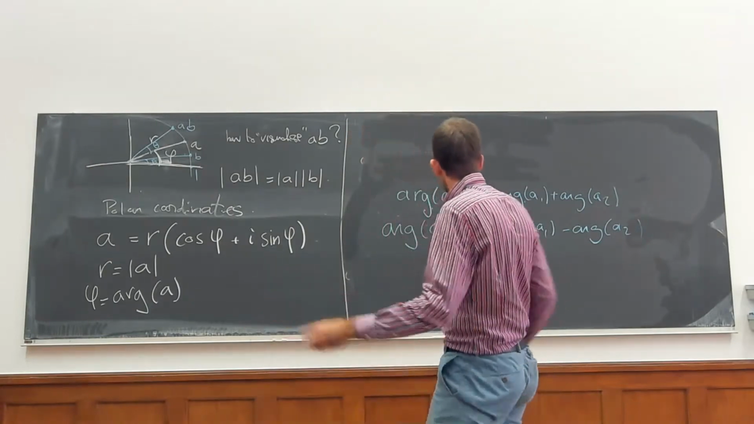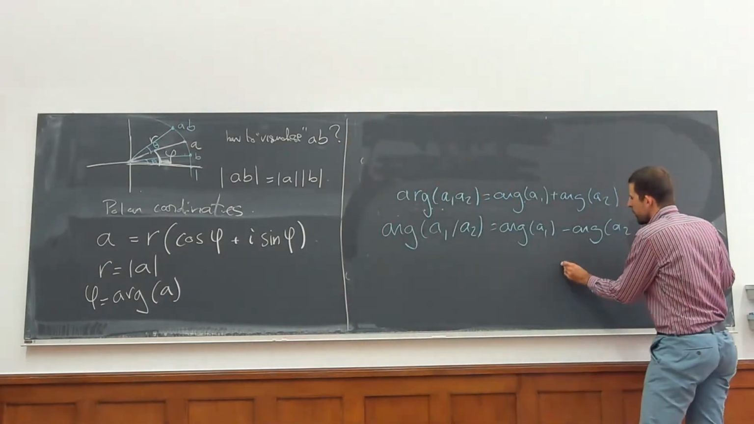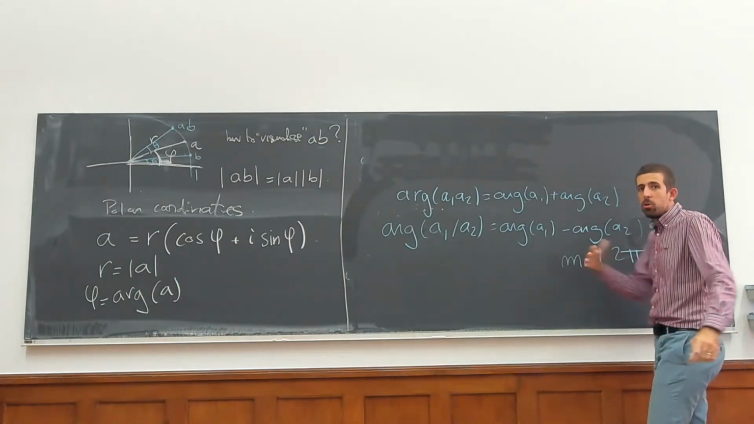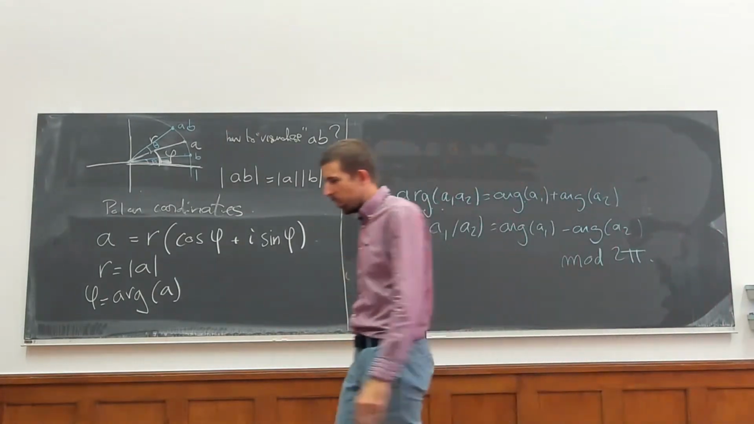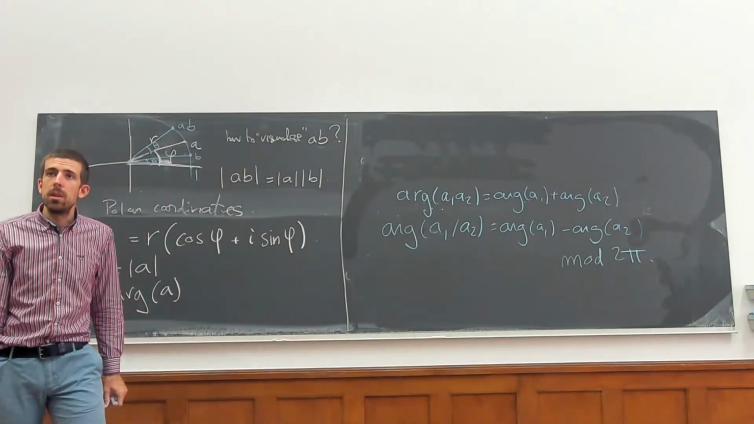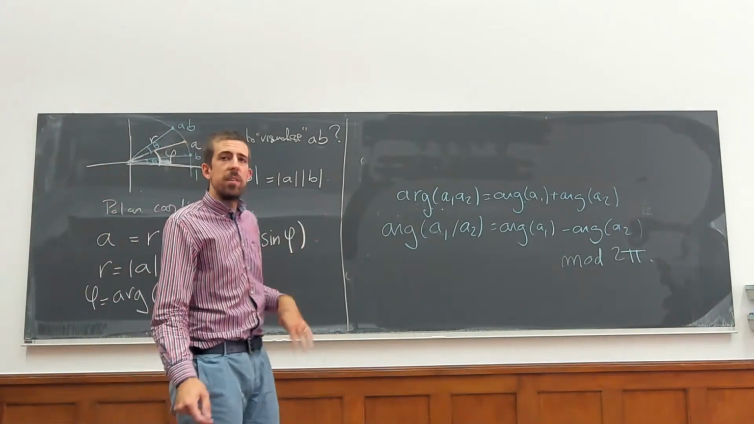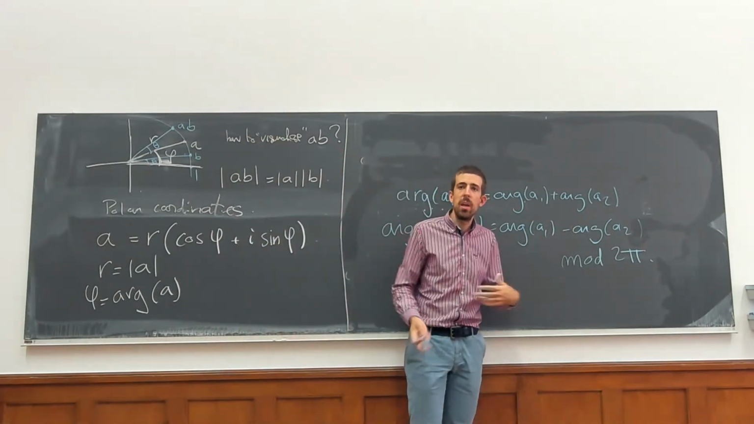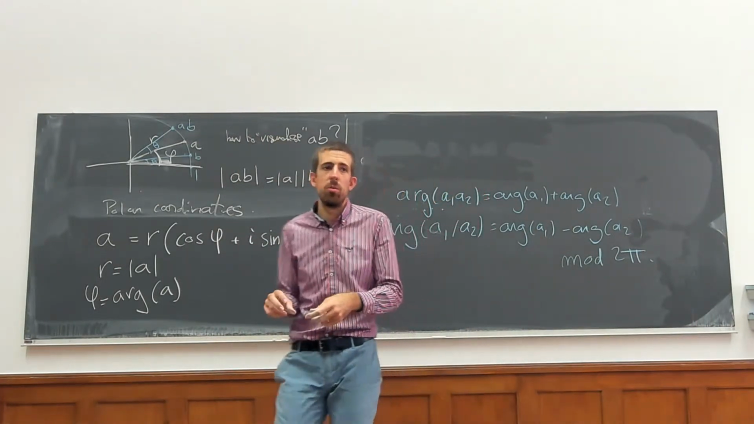I would like to say that all of this happens modulo 2 pi, or modulo 360 if you like working with degrees. Clearly, the angle is defined modulo 2 pi. So when you take operations with angles, you always have to work modulo 2 pi.